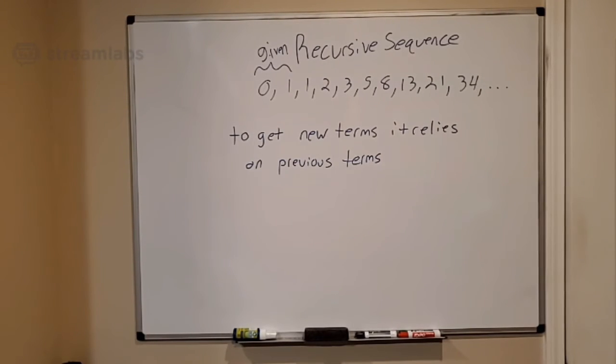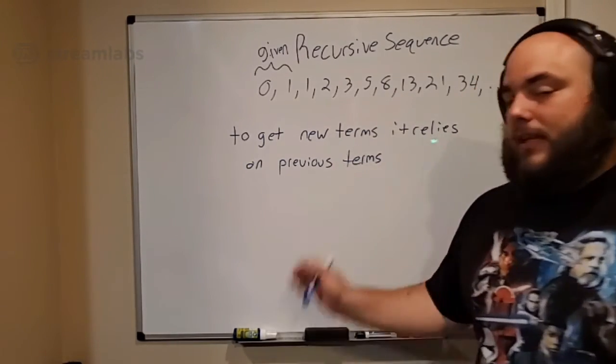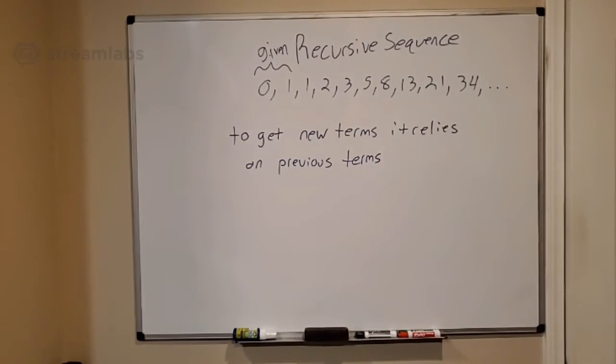Now, for any of you that decide that you maybe want to pursue computer programming or anything like that, recursive sequences are wildly expensive time-wise. Think about this. In the Fibonacci sequence, if I want the 20th term, what are you going to have to do?